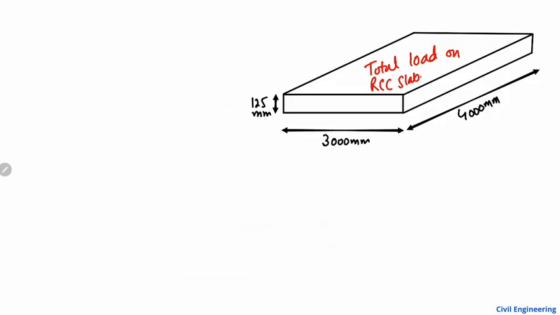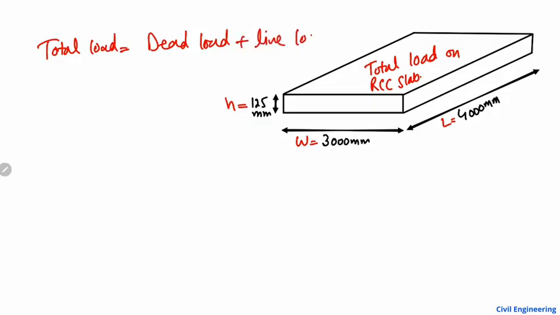Here consider the depth of the slab to be, for example, 125 millimeter. The width of the slab is 3000 millimeter and the length of the slab is 4000 millimeter. So the total load acting on this slab will be equal to the dead load acting on the slab plus the live load. Now first we are going to find out the dead load and then we can find out the live load.